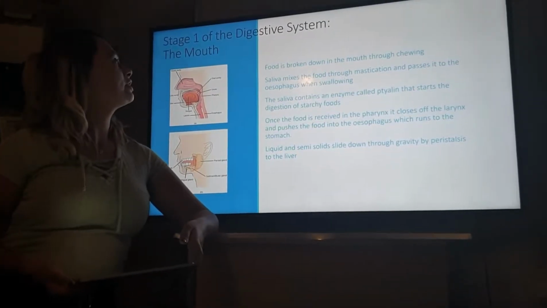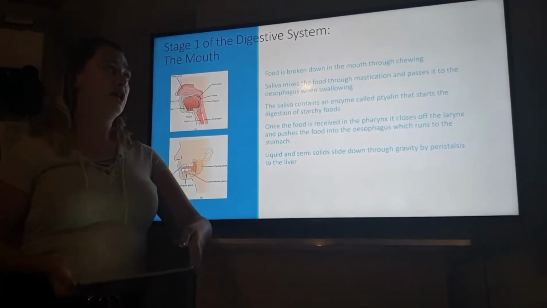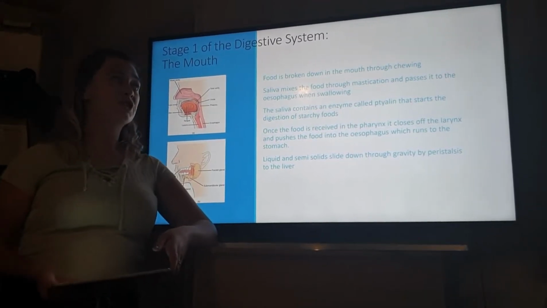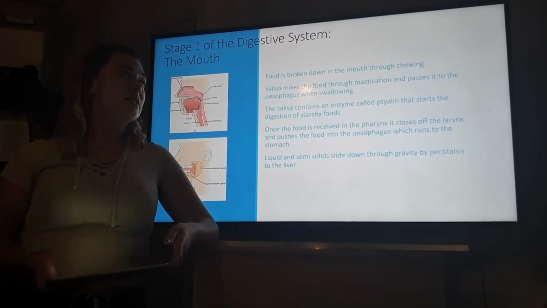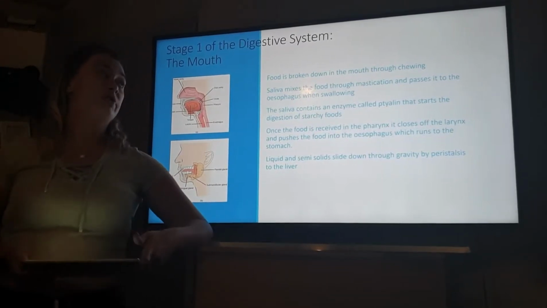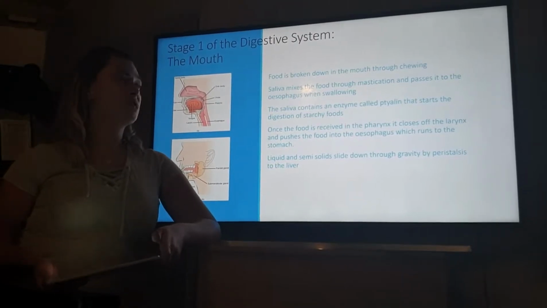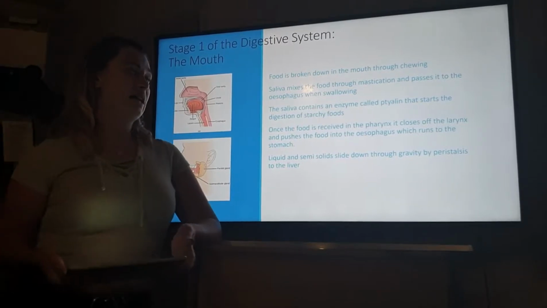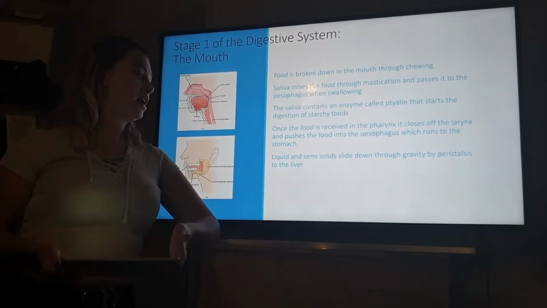The first stage of the digestive system is the mouth. So the food is firstly broken down in the mouth through chewing. Saliva mixes the food through mastication and passes it to the esophagus when swallowing. The saliva contains an enzyme called ptyalin, which starts the digestion of starchy foods. Once the food is received in the pharynx, it closes the larynx and pushes the food into the esophagus, which runs to the stomach. Liquid and semi-solids that are left slide down through gravity by peristalsis to the liver.